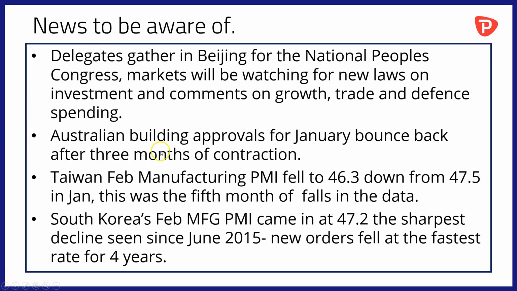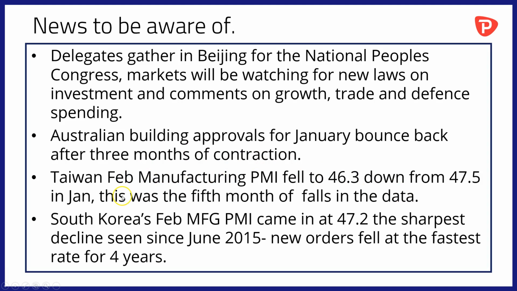Meanwhile, Australian building approvals for January bounced back after 3 months of contraction. That was the pick of a mixed bunch of data out of Australia this morning, and of course we have the RBA interest rate meeting to come tomorrow morning. Taiwanese Feb manufacturing PMI fell to 46.3, down from 47.5 in January, and this was the 5th month of falls in the data. So signs of the continuing contraction, I suppose I should say there, in Taiwan's manufacturing economy.